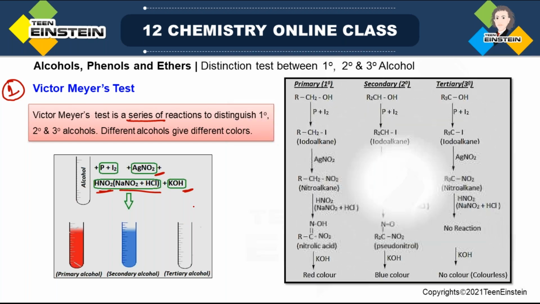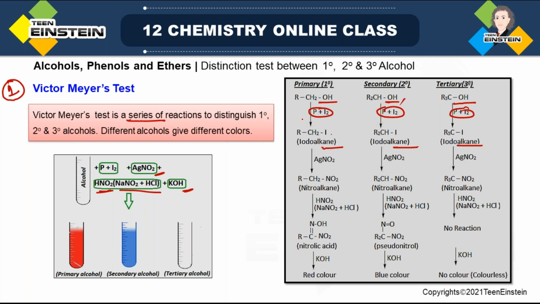Now see what reactions are actually happening. When it is primary, that is RCH2OH, the general alcohol, then secondary R2CHOH and tertiary R3COH. When the first reagent is used, it is very simple, the OH is converted to I. So in all cases you get iodoalkane. This is step one. The second reagent is silver nitrite, AgNO2. Now iodine is converted to NO2 in each case, so all behave in a similar way. All are nitroalkanes.